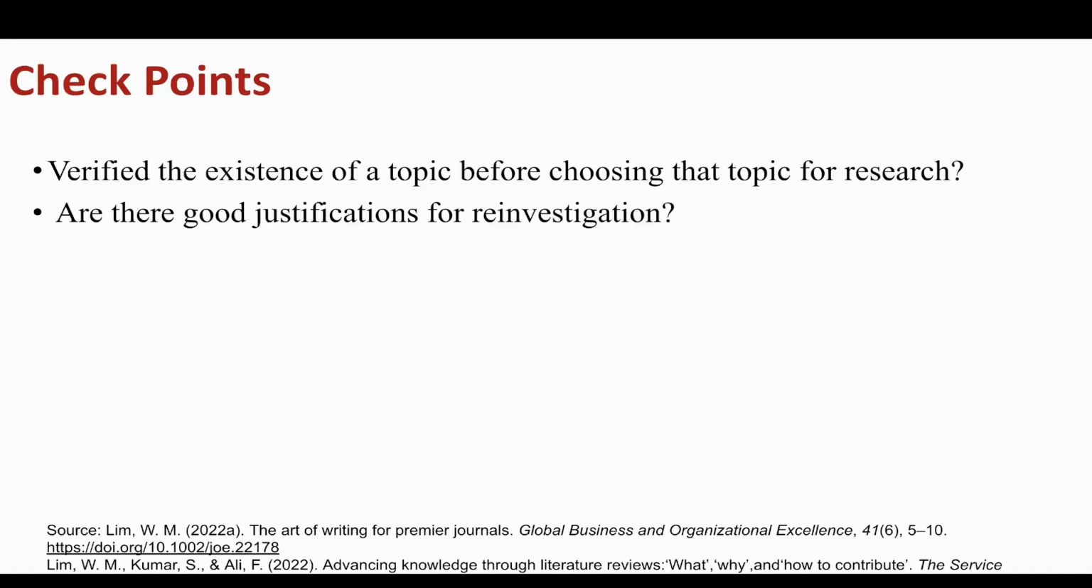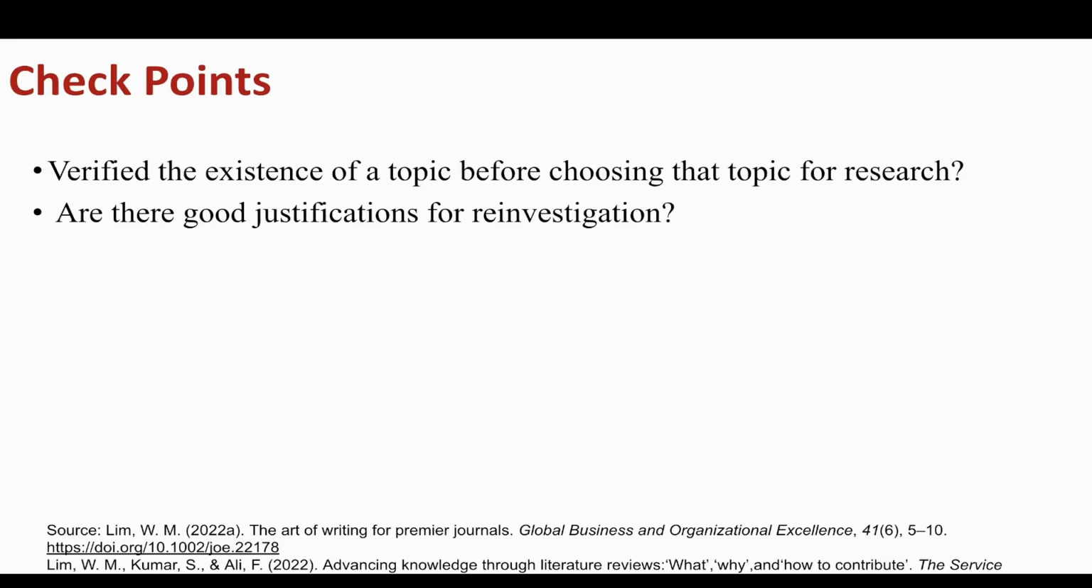The second is, are there good justifications for investigation? So we have to ask ourselves as a researcher, if the topic is verified and it does not exist already, and we have checked the first point, are we able to justify whether it needs a reinvestigation or not, whether we are adding something to the body of knowledge or not.